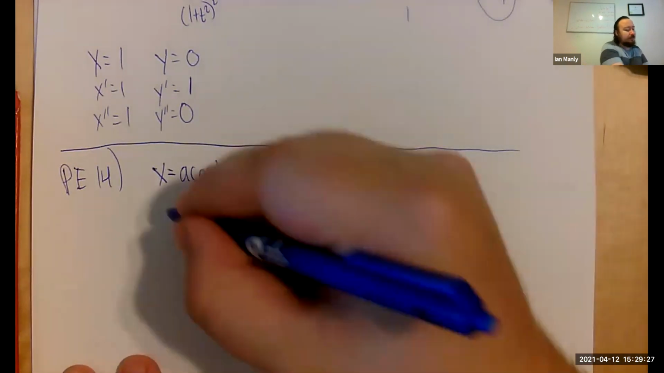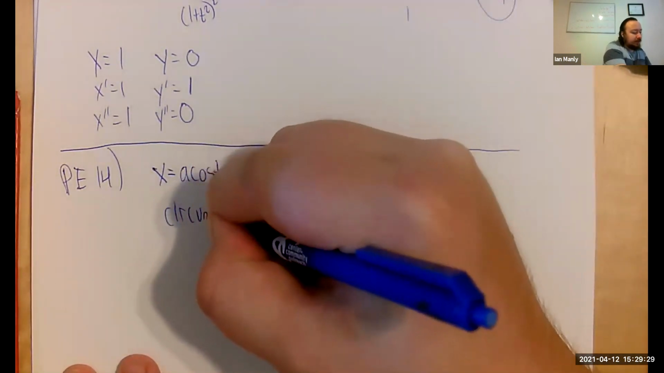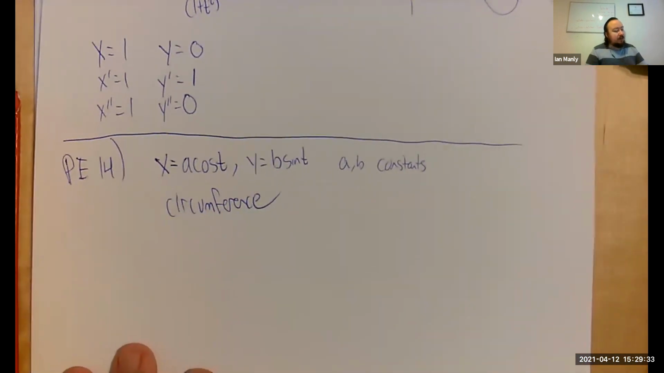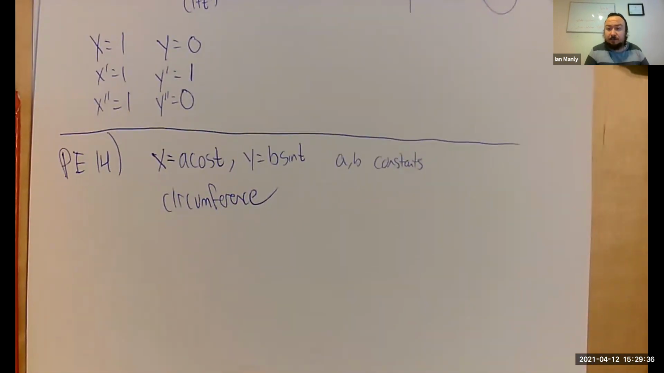All right, so we're trying to find the circumference, right? Circumference. Now, I think in class we found the formula for the circumference of a circle. So how did we do that? Do you guys remember how we did that? How do we find the circumference of a circle?